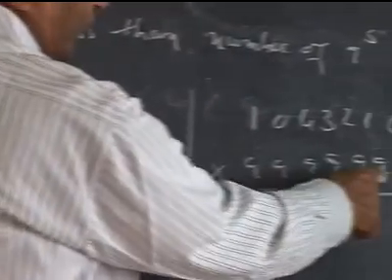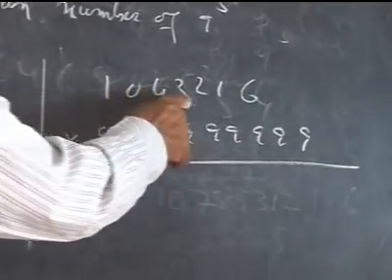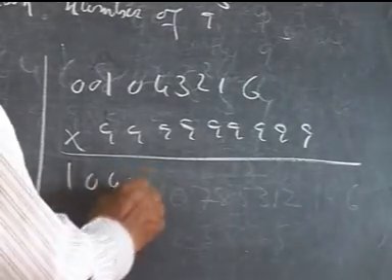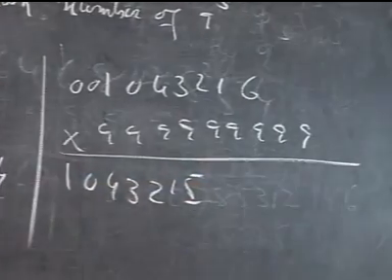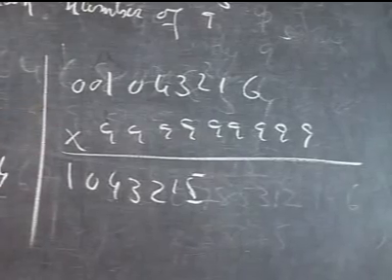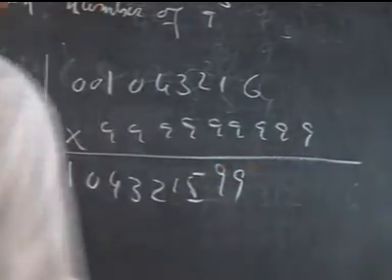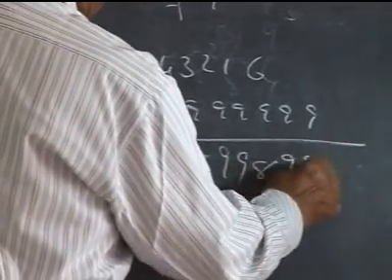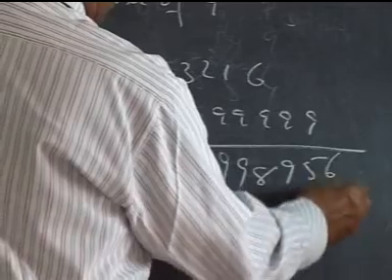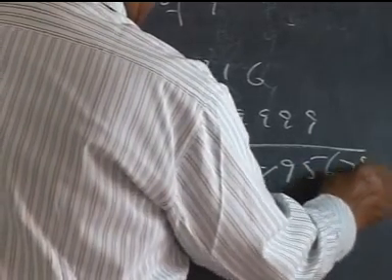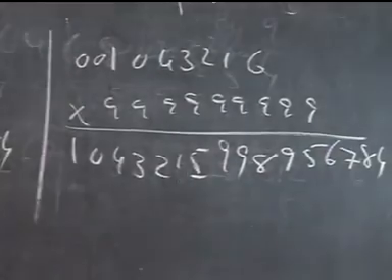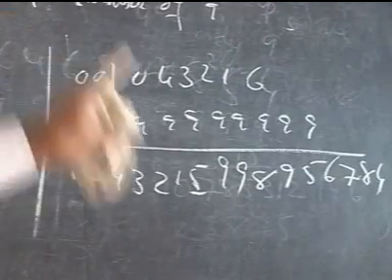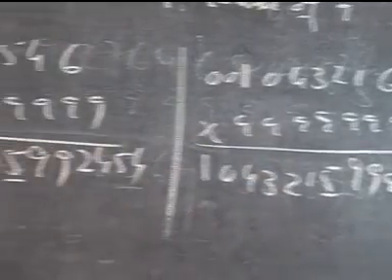Here 1043216, 2 zeros, 1, 0, 4, 3, 2, 1, 5. We have removed 2 zeros, so 2 nines will be there. 1, 8, 0, 9, 4, 5, 3, 6, 2, 7, 1, 8 and 5, 4 is the answer. So this second, it's very simple, not so difficult. But the third one you should remember.